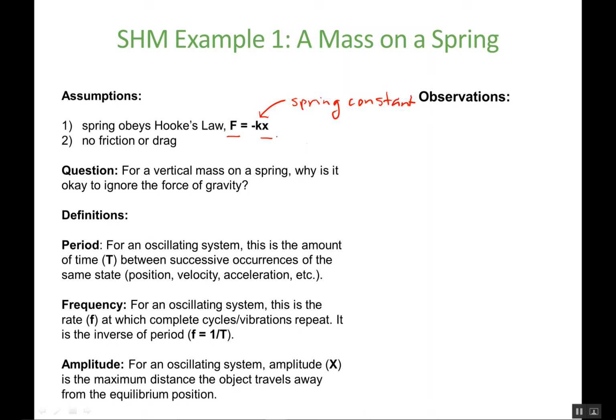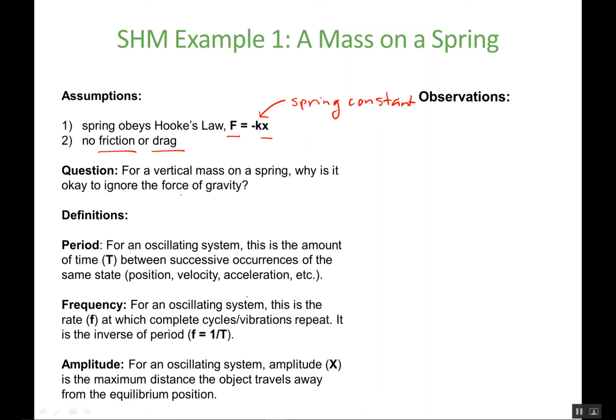Okay, so we're going to assume that our spring obeys Hooke's law, and we're also going to assume that our system experiences no friction and no drag. Okay, so I'm going to show you some demonstrations of a mass oscillating on a vertical spring, and then after we do that, we're going to look at the mathematics of a mass oscillating on a horizontal spring. So when we do that, here's a question for you to keep in mind.